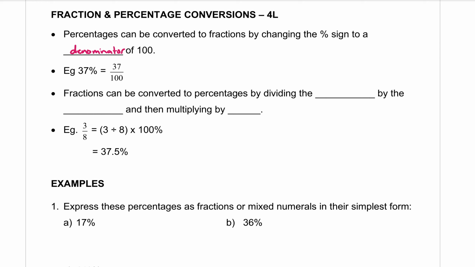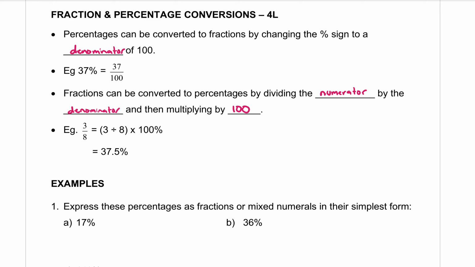Fractions can be converted to percentages by dividing the numerator by the denominator, and then multiplying by 100. Okay, so for example, if I have the fraction 3/8, to turn that into a percentage, we want to divide the 3 by 8 and we multiply it by 100 to make it a percentage.